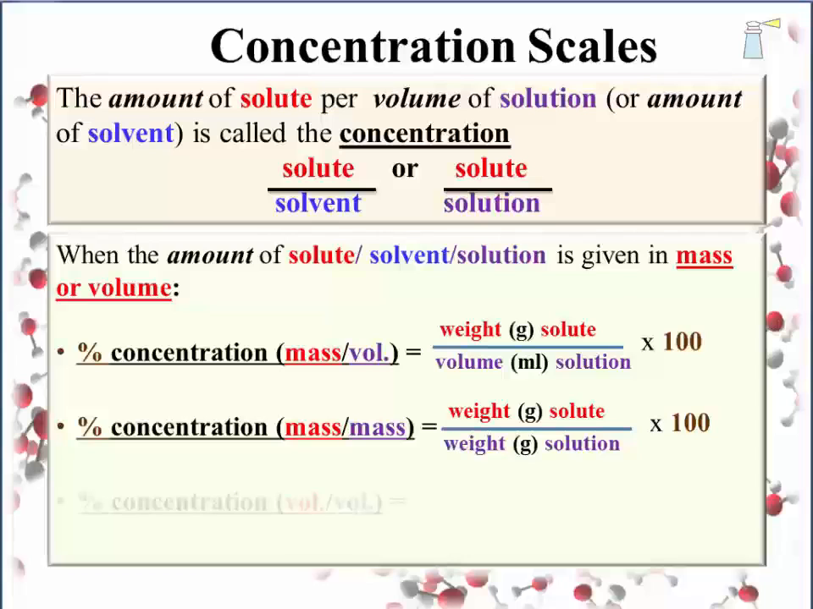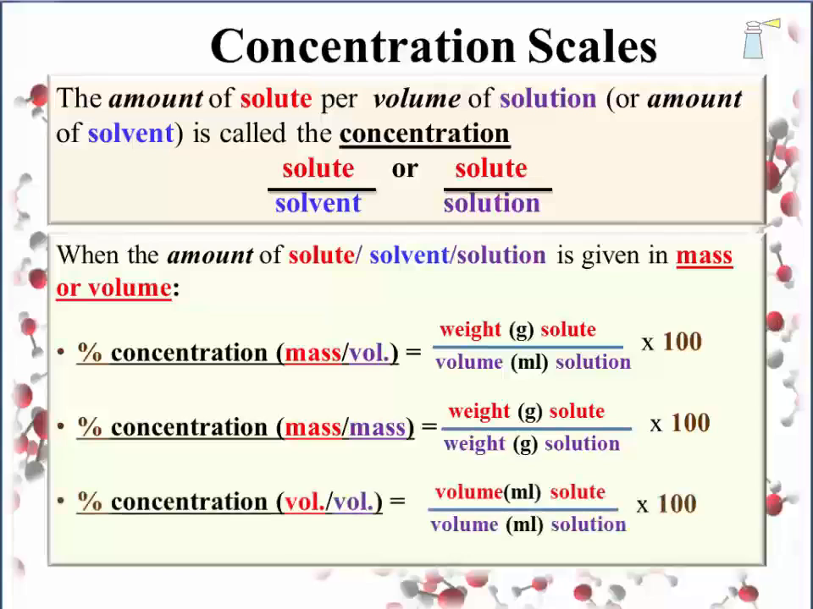A final way to present percent concentration is volume (mL) of solute per volume (mL) of solution. It is a volume per volume scale and is also multiplied by 100. There are 3 representations of percent concentration because there are 3 combinations of weight or volume for solute and solution.